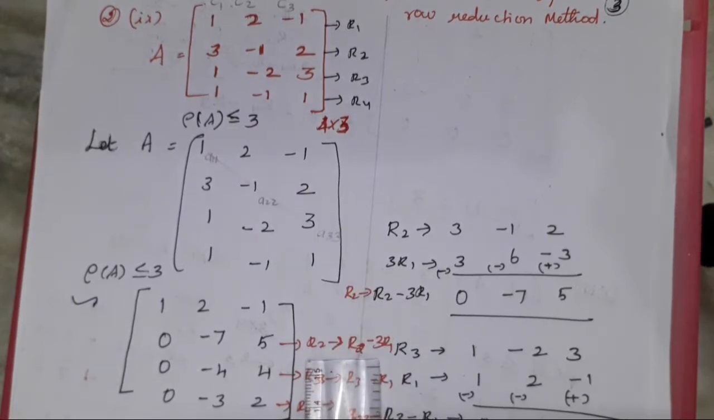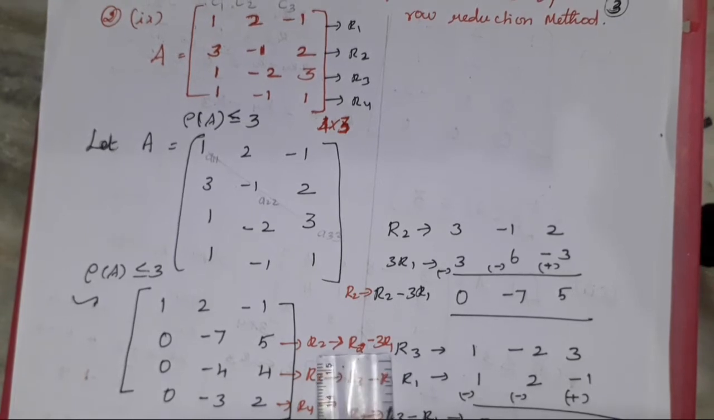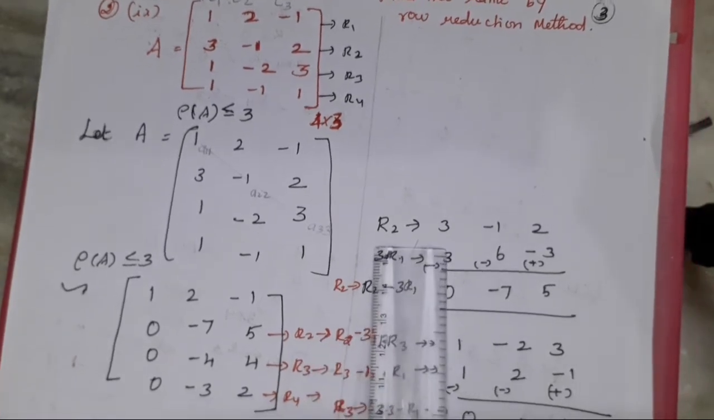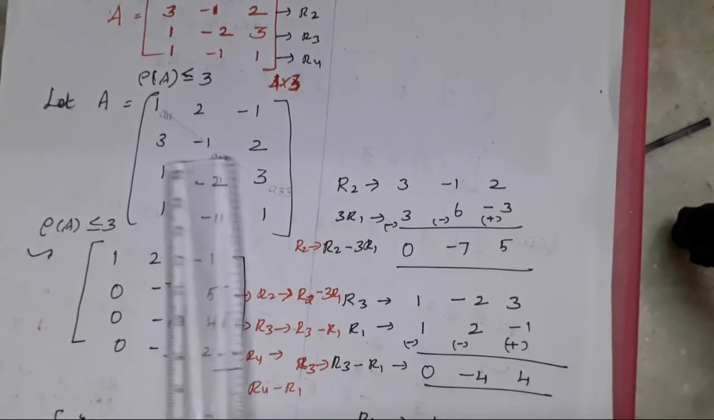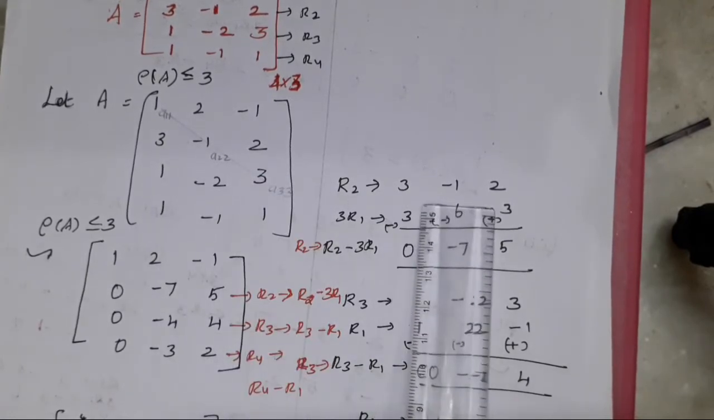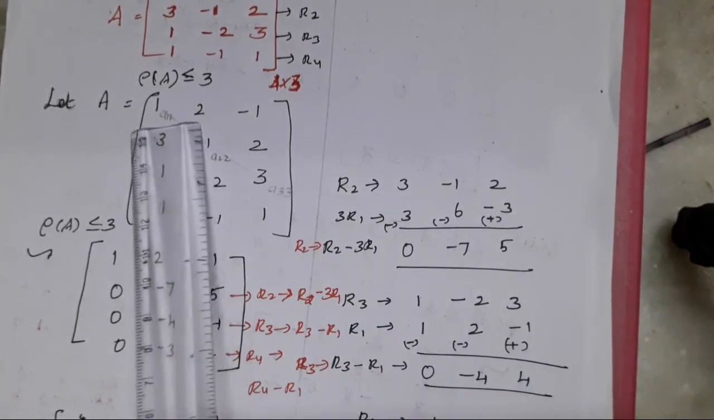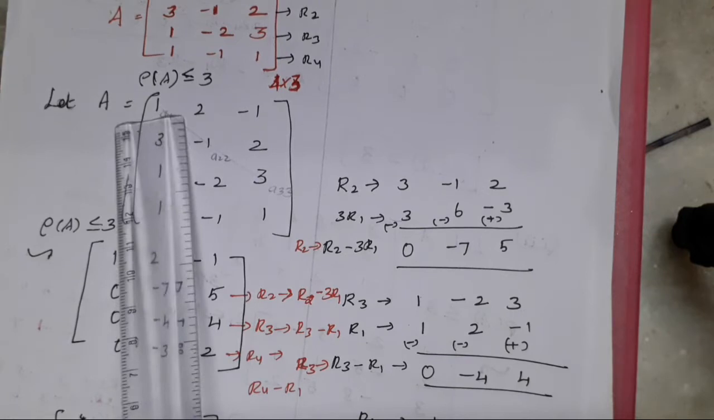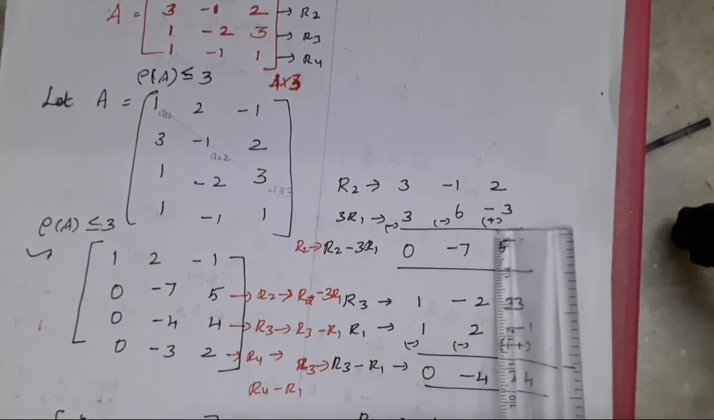That only I write here: R2 gives R2 minus 3R1. I do the calculation separately here. What is R2? R2 is 3, minus 1, 2. Next, since this is 3, R1 is fully multiplied with 3. 3 ones are 3, 3 twos are 6, 1 times 3 is 3, and minus 1 times 3 is minus 3.